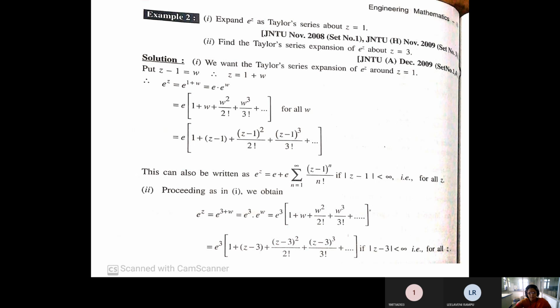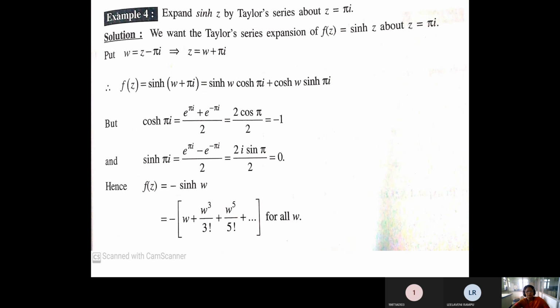Here in the first problem, mod w less than infinity, w means z minus 1, so mod z minus 1 less than infinity. Taylor series expansion is valid for e power z, where mod z less than infinity. In the place of z we have w first. So mod w less than infinity. W means z minus 1 less than infinity. So this is the first problem. Next one is expand sin hz by Taylor series expansion about z equal to pi i.